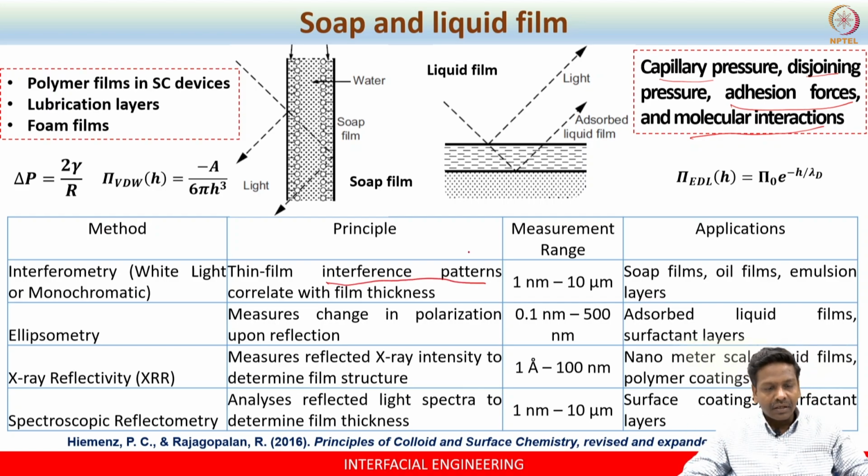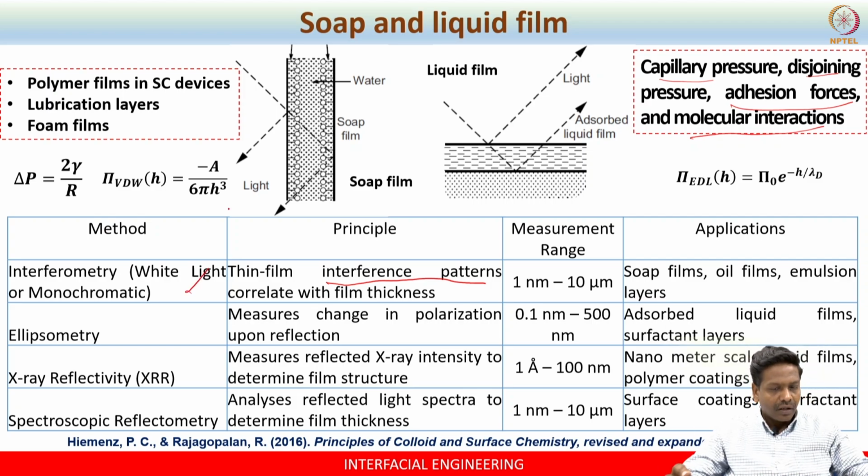So based on this interference pattern, whether you use white light or monochromatic light, you will be able to determine the film thickness. Once you know the film thickness, you can correlate that to find out the capillary pressure or the disjoining pressure, okay. And later you can assess the type of forces involved. You can infer about van der Waals forces or the electrical double layer interaction and all that, right? That is all about the interferometry.